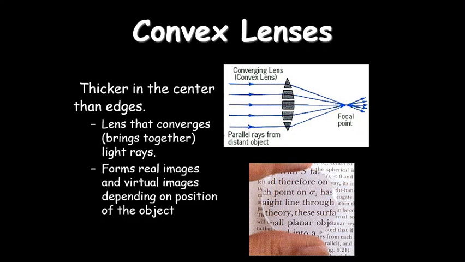Okay, now we have convex lenses. They are thicker in the center than the edges, and the lens that converges brings together light rays. So here you have light coming in, and it's going to bend it, right? It's going to slow it down. This forms real images and virtual images depending on the position of the object.